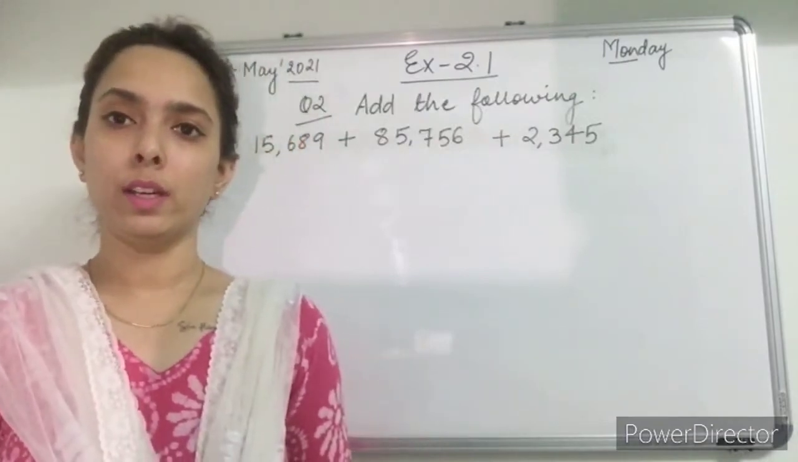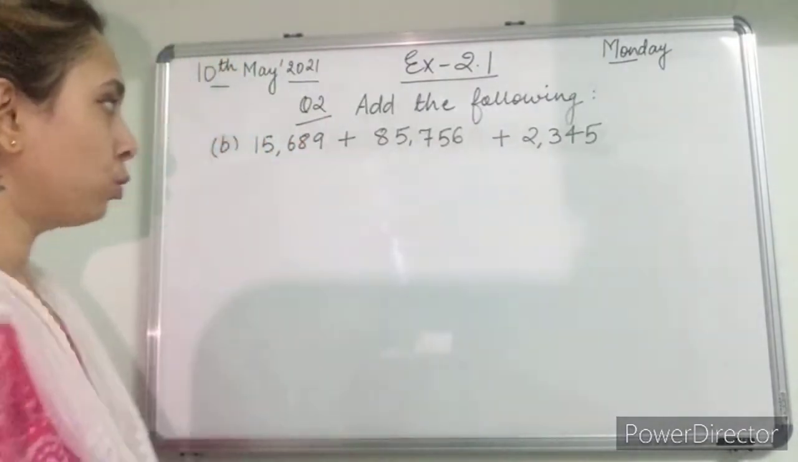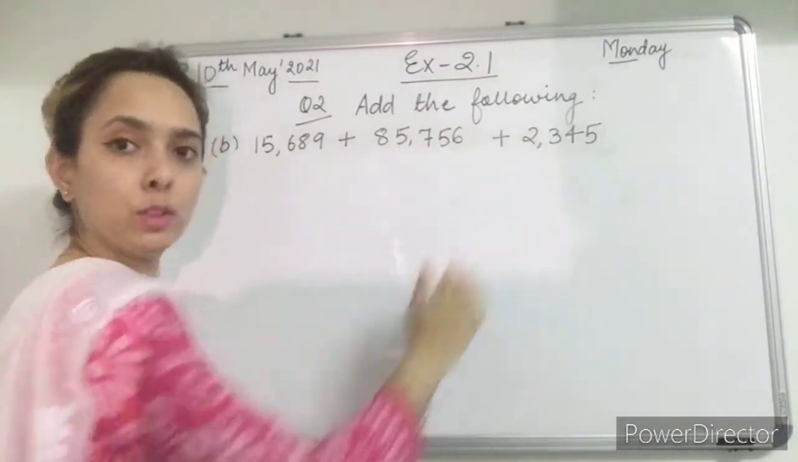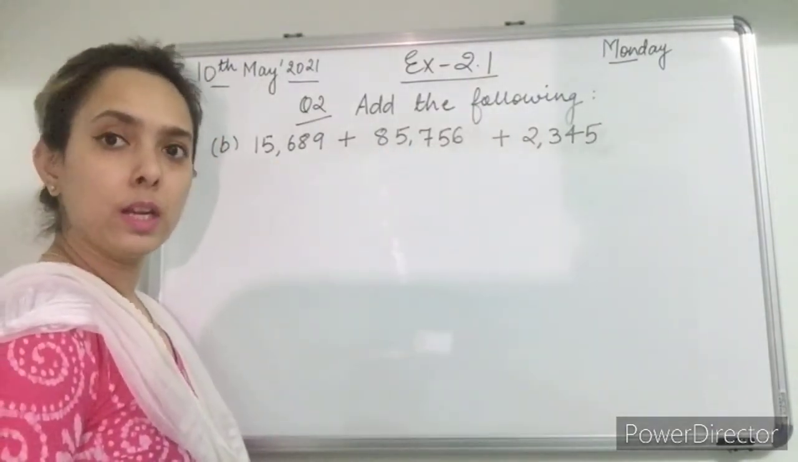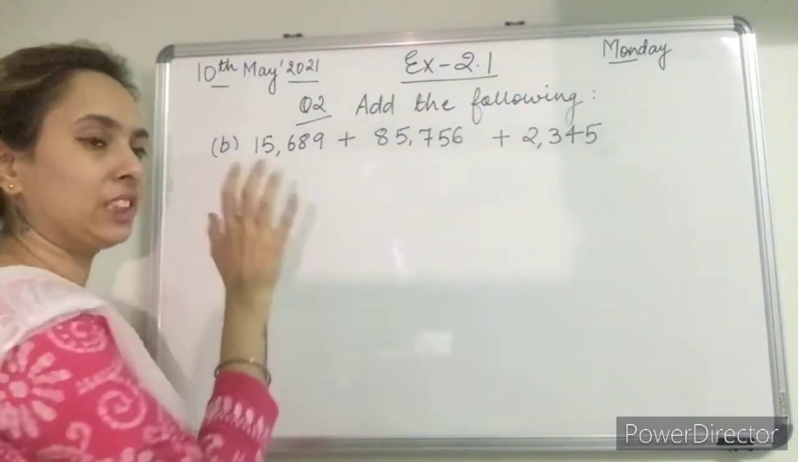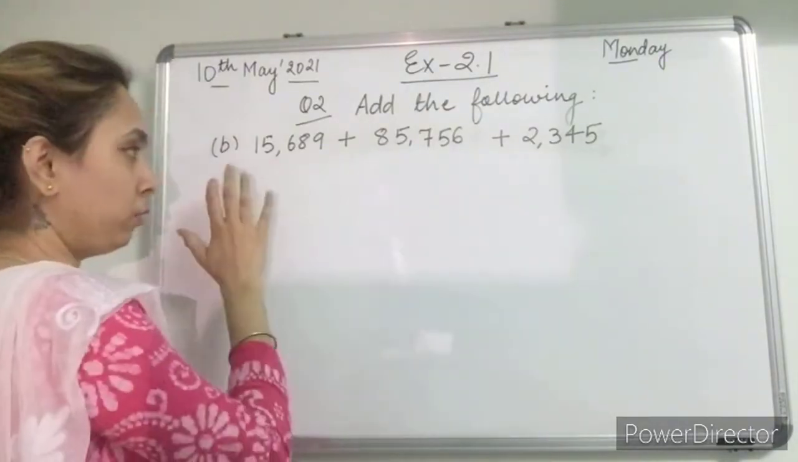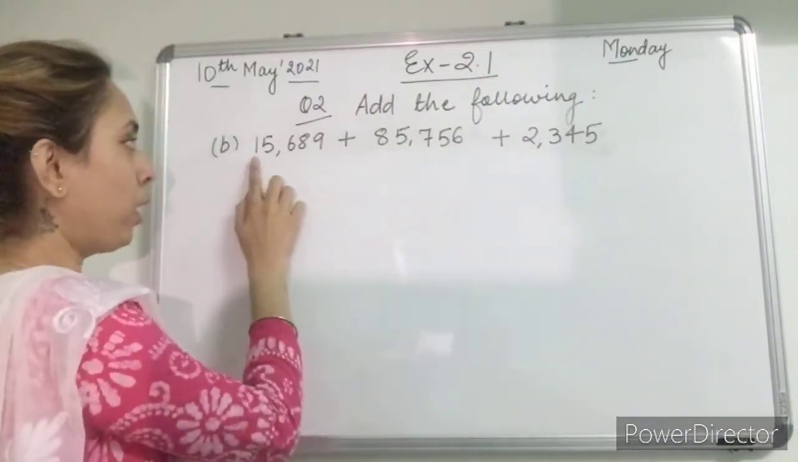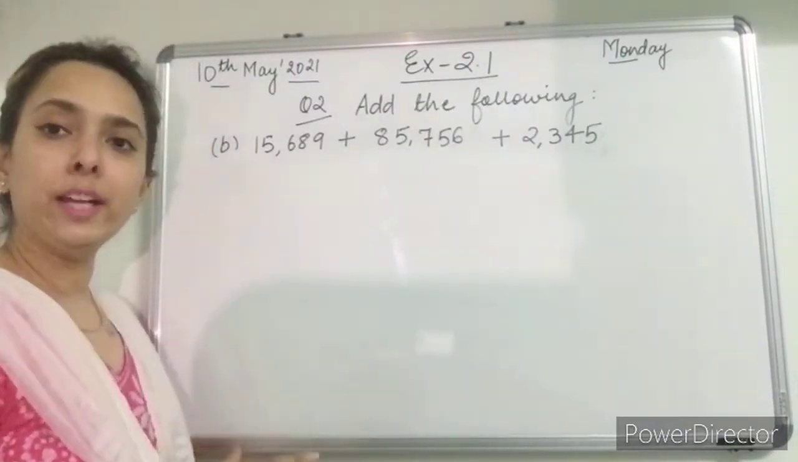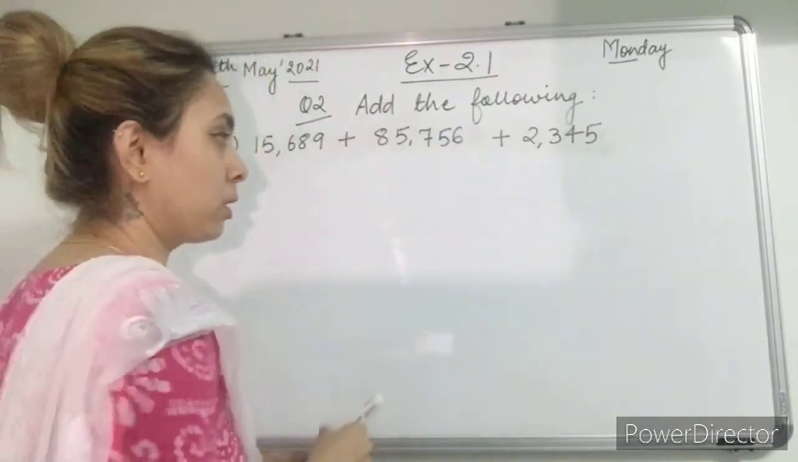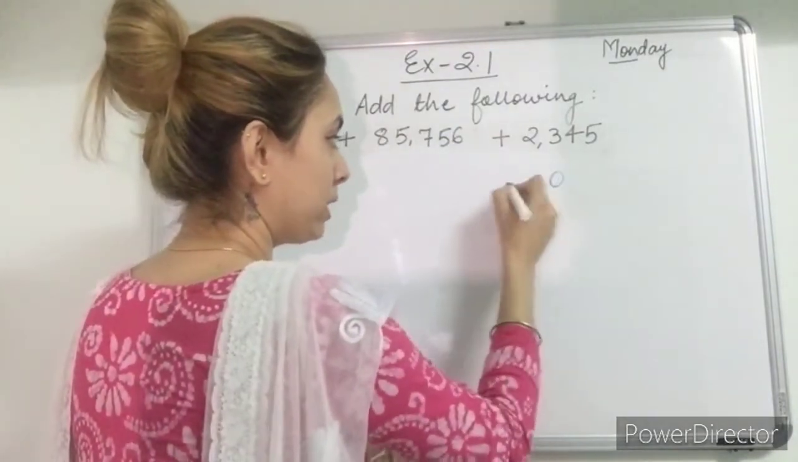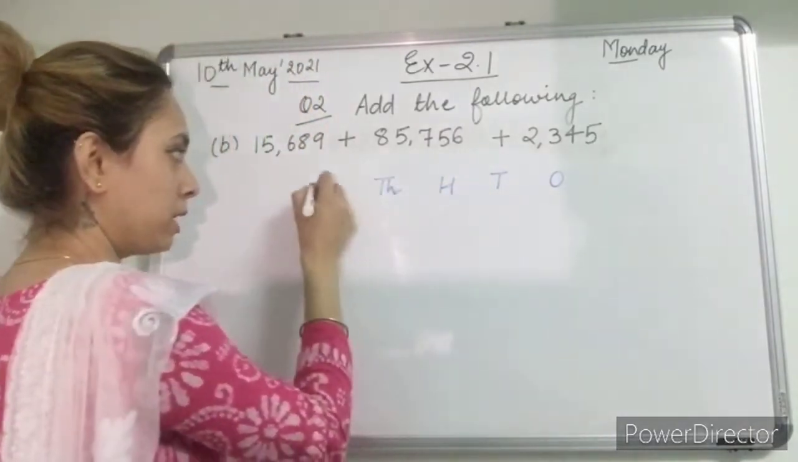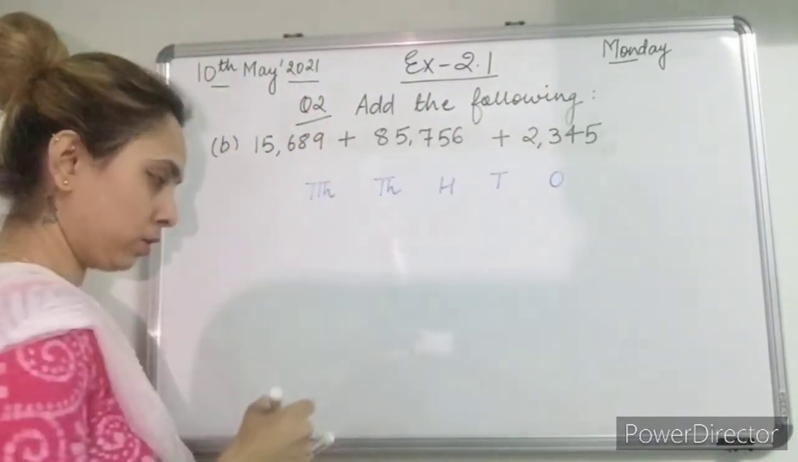Let's start with exercise 2.1. Question number 2. Add the following. There are 3 numbers given to us, 3 addends given to us. So we will count the maximum number of digits. How many digits are there? The maximum number of digits, 1, 2, 3, 4, 5. So we will write 5 place values: ones, tens, hundreds, thousands and 10,000s.